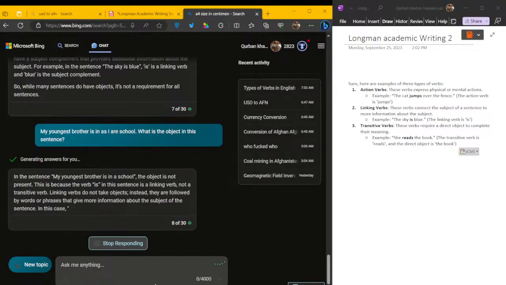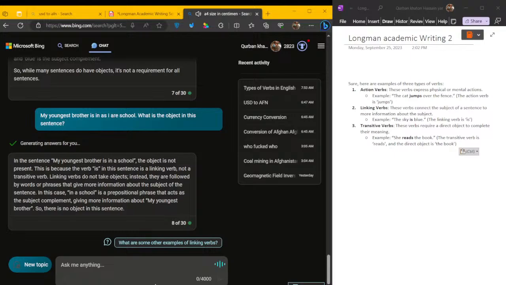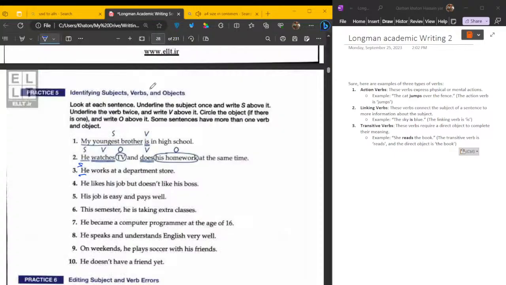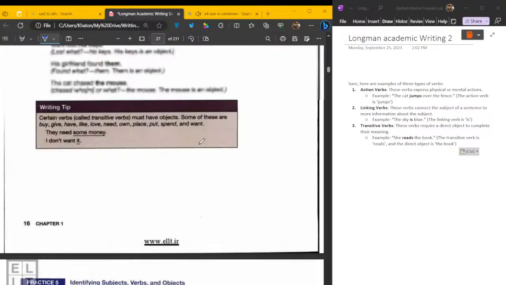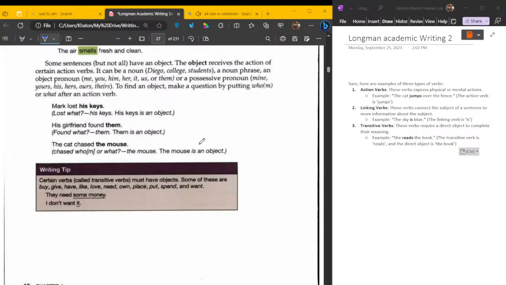In the sentence, my youngest brother is in a school, the object is not present. This is because the verb "is" in this sentence is a linking verb, not a transitive verb. Linking verbs do not take objects. Instead, they are followed by words or phrases that give more information about the subject of the sentence. In this case, "in a school" is a prepositional phrase that acts as the subject complement, giving more information about my youngest brother. So, there is no object in this sentence.